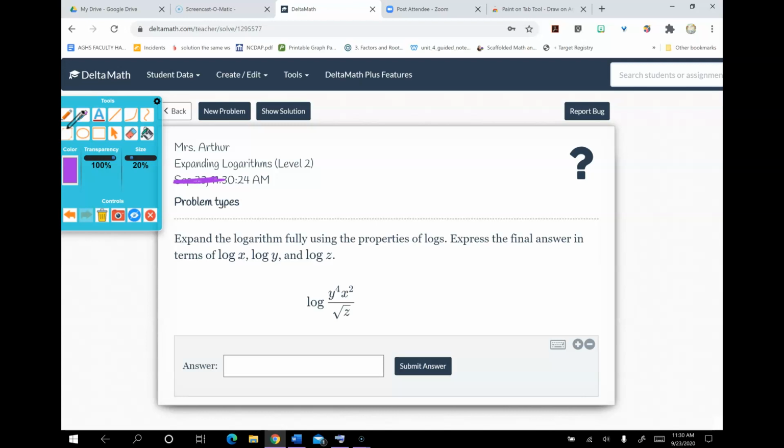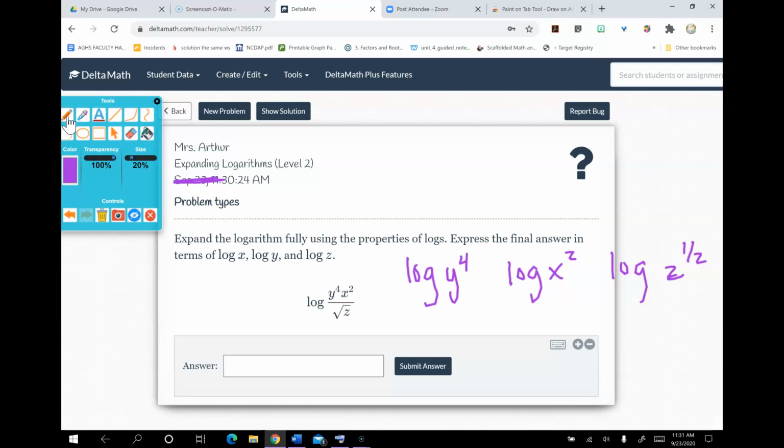So I want to expand this. I have 3 components, so I'm going to have 3 logs. So I'm going to have log of y to the 4th, and then I have log of x squared, and then I have log. What is the square root of z in exponential form? Z to the 1/2. Go ahead and write it. Don't even write that square root, okay?